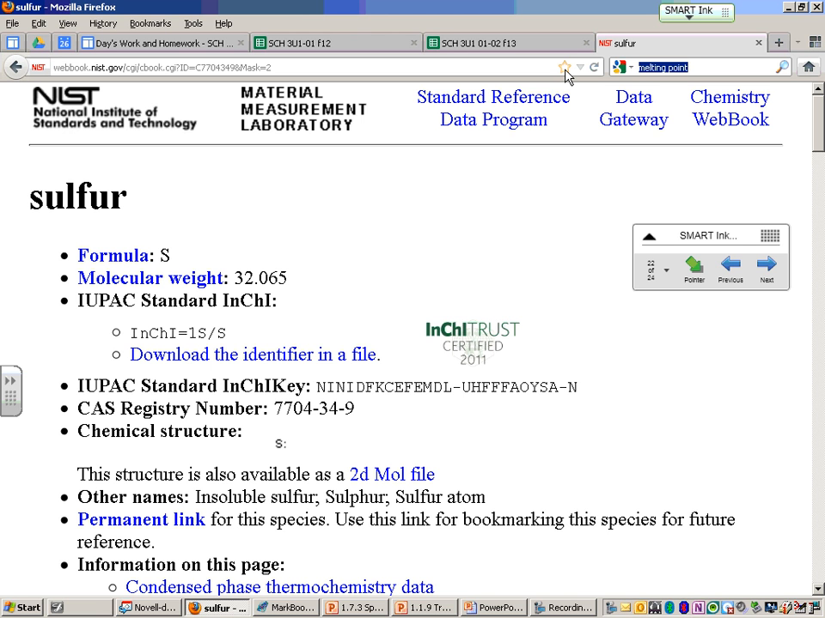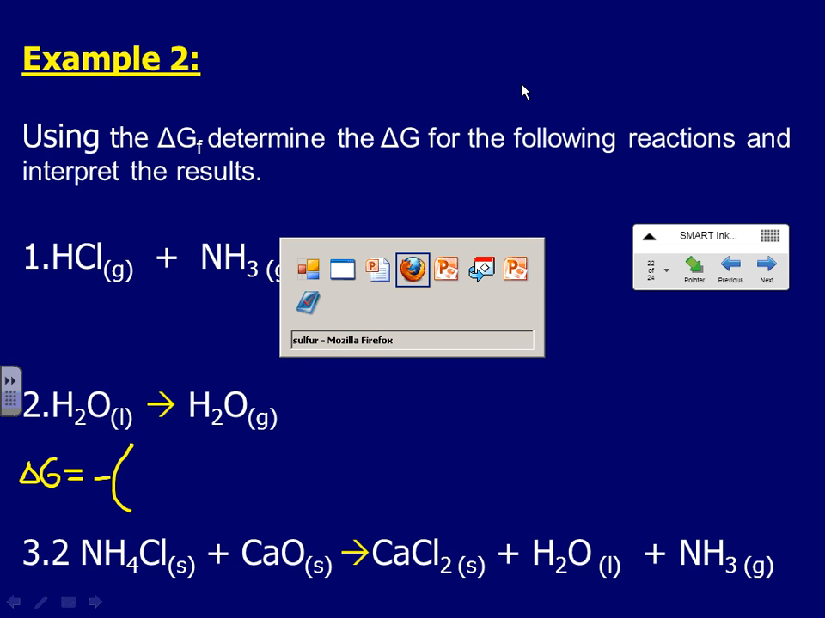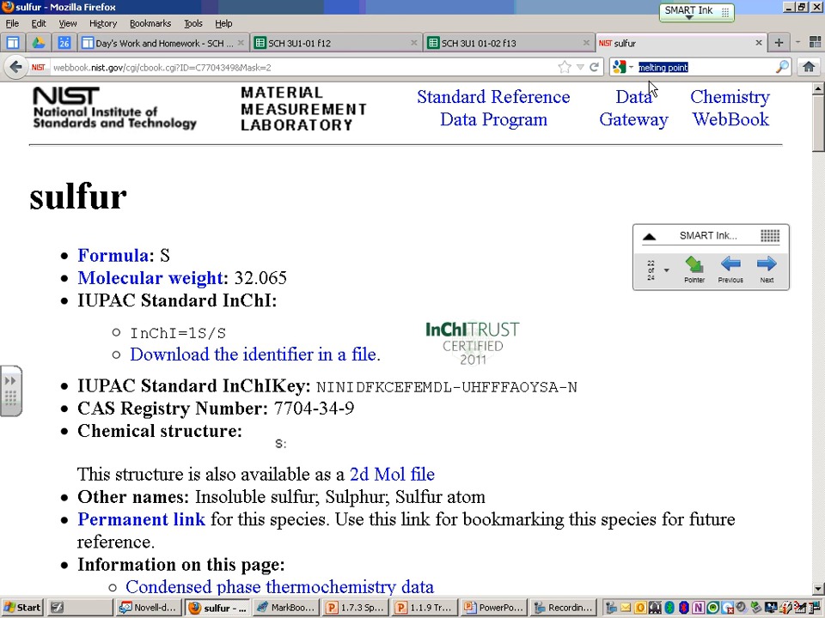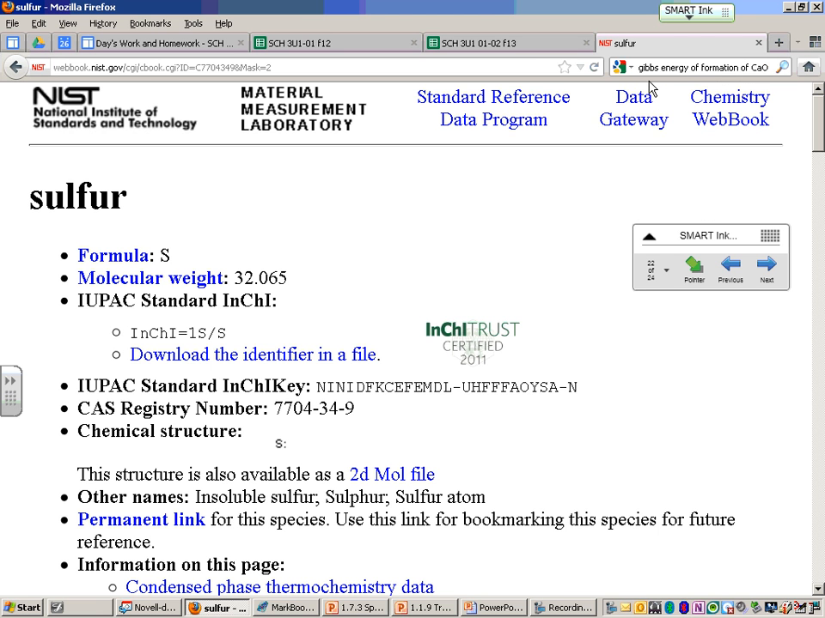Oh, and you know what? I've got that table somewhere. Yeah, I do. Right here. CaO. CaO, it doesn't have the Gibbs energy on it. What do I want? I want the Gibbs energy of formation of CaO. Boom.